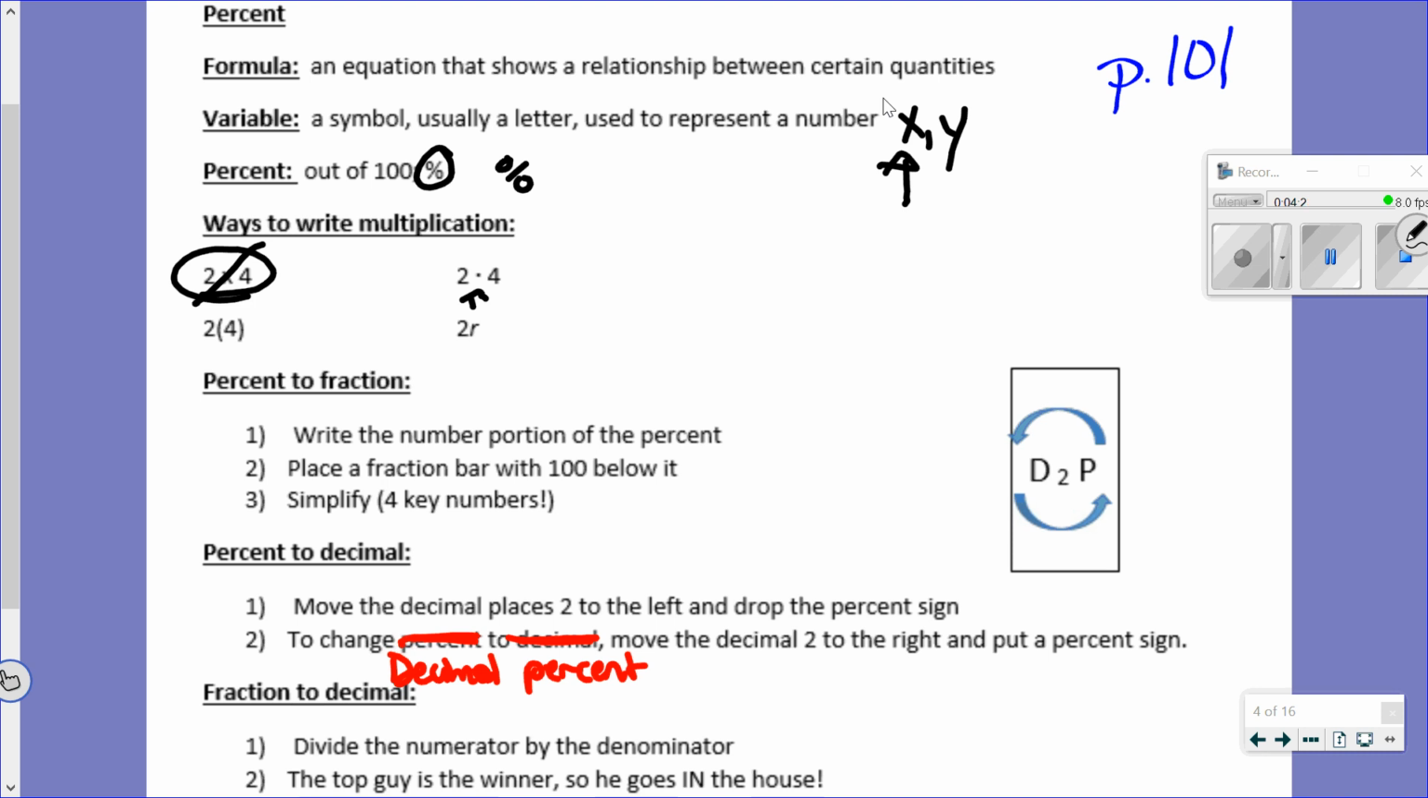Okay? The other big one, and because we're doing so much with variables, is going to be just writing the letter beside the variable. That means multiply. You're going to see this a lot as we move forward.